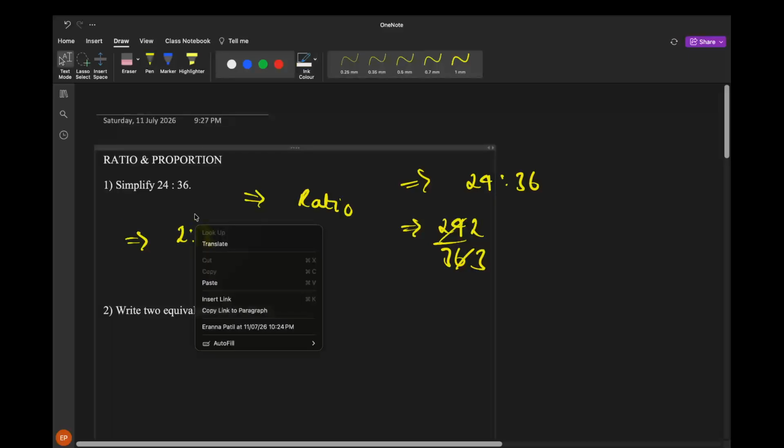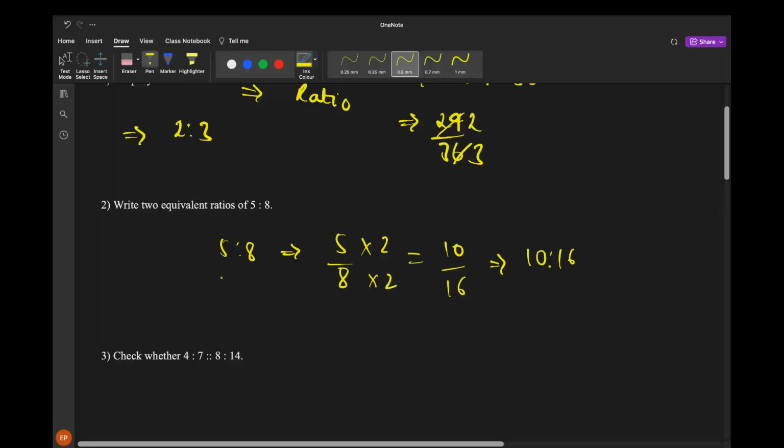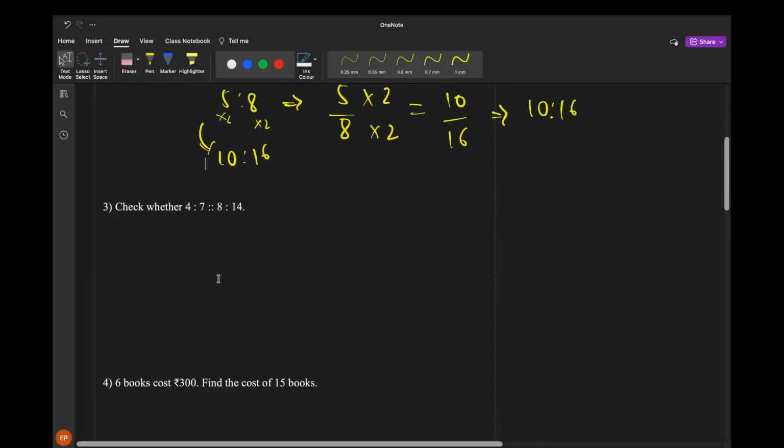Okay, next question, write two equivalent ratios of 5 is to 8. As you know, 5 is to 8 can be written as 5 by 8, so we can multiply the same number on both sides. 5 2s are 10, 8 2s are 16, which can be written as 10 is to 16. Means 5 is to 8, just multiply by 2 or any number, we will get 10 is to 16. This is an equivalent fraction or equivalent ratio.